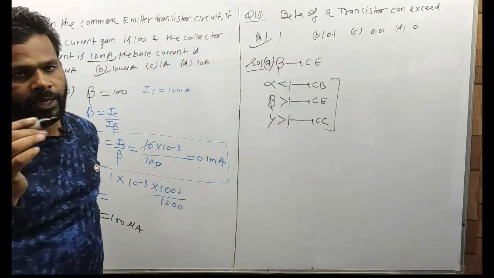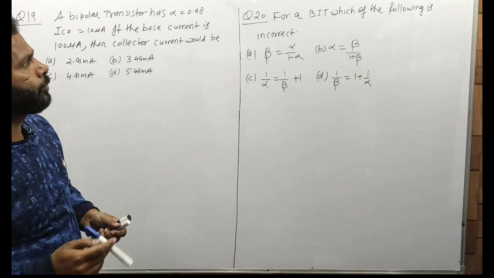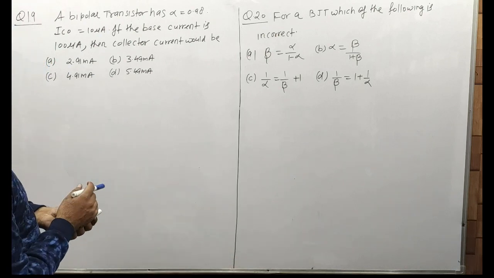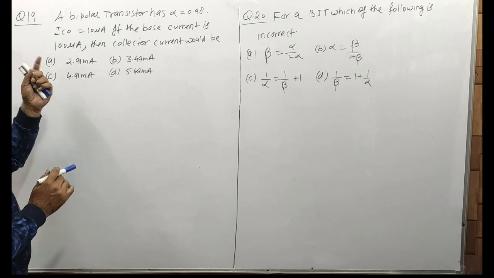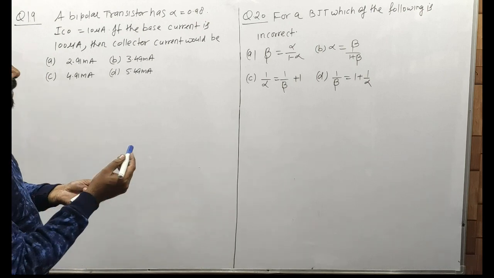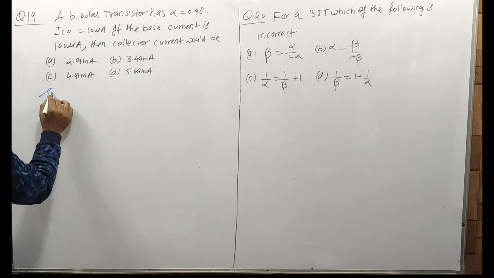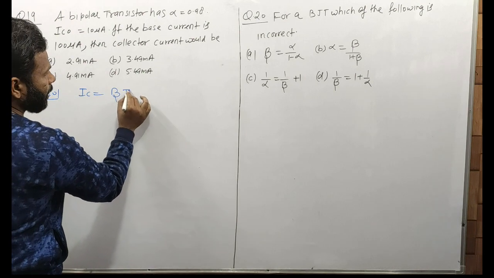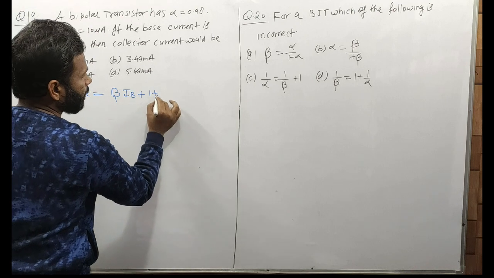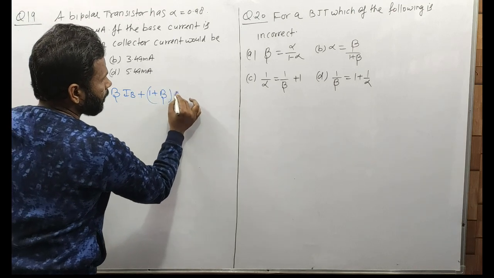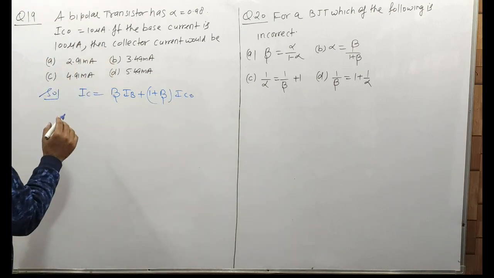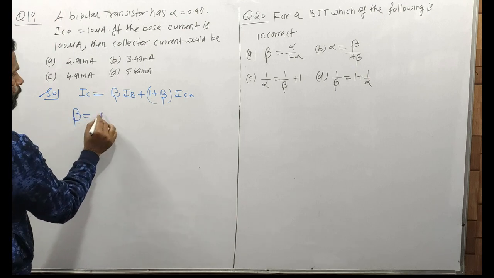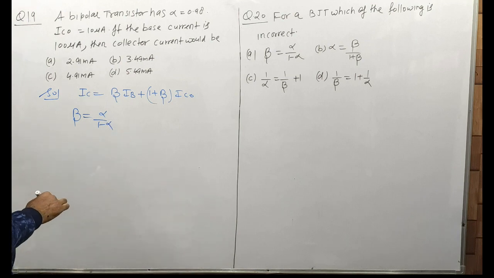A मिलेगा। नेक्स्ट क्वेश्चन 19 क्वेश्चन और 20 क्वेश्चन देखते हैं। A bipolar transistor has alpha 0.98, ICO 10 microampere. If the base current is 100 microampere, then collector current would be. ठीक है, सो इफ यू रिमेंबर the relation IC equals to beta IB plus 1 plus beta times ICO. ठीक है, now alpha is given, so beta equals to alpha upon 1 minus alpha. क्लियर है?